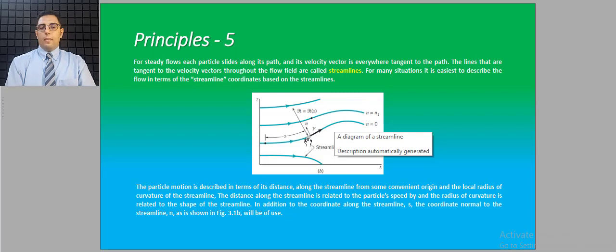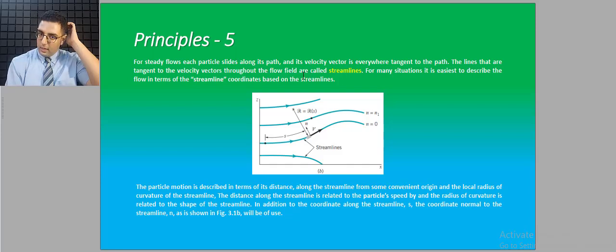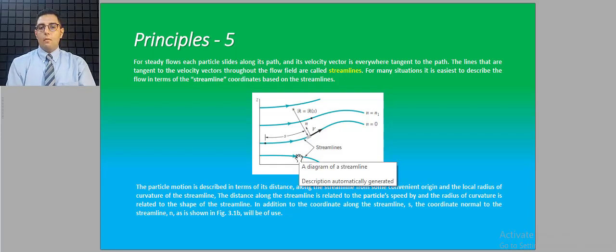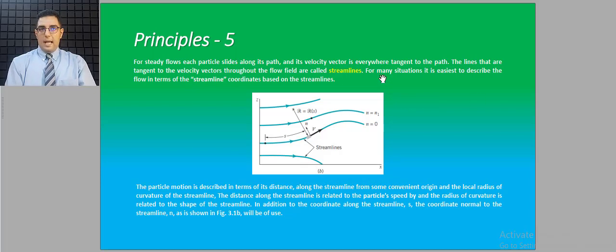As I told you, the velocity vector is always tangent to a line. You see here the blue lines. These blue lines are regarded as streamlines, which by definition are the lines that are tangent to the velocity vectors throughout the flow field. It's better and easier for us to describe the flow motion in the concept of streamlines in the coordinate systems.